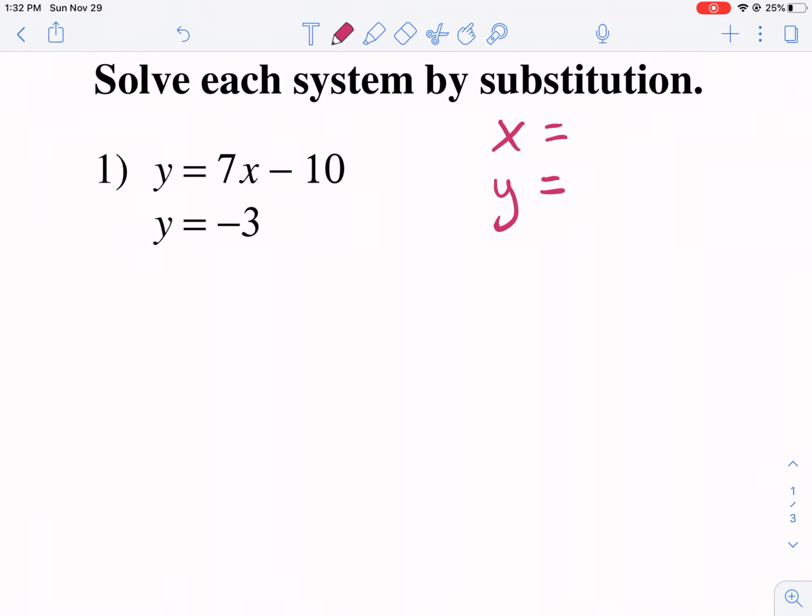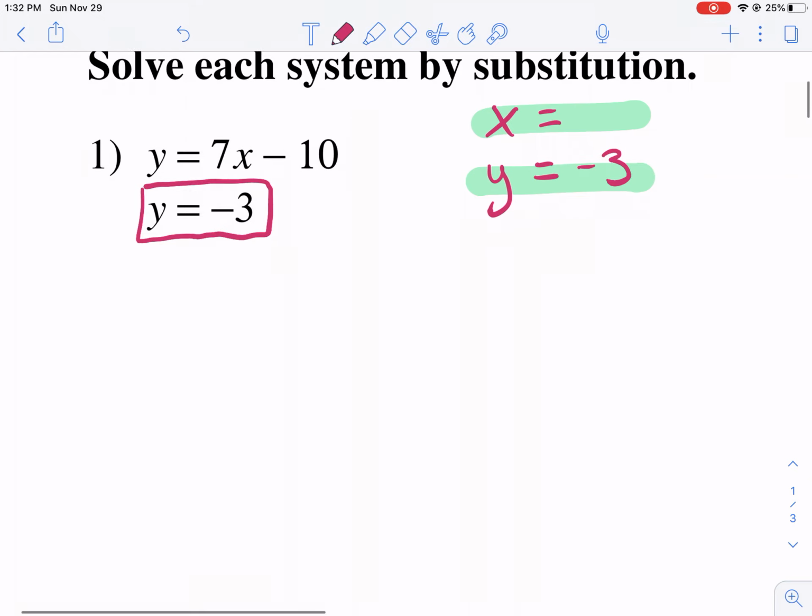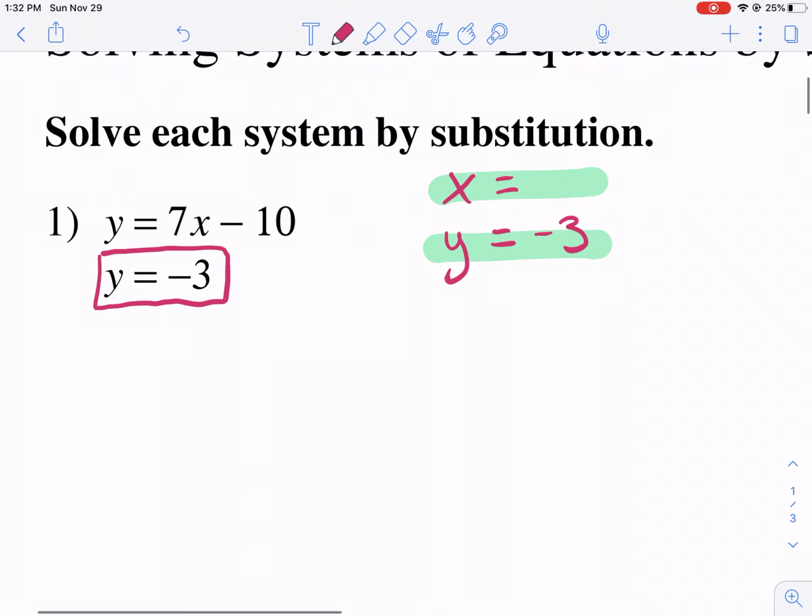Now, here we have half the job done, okay? We know y is equal to something already. So we already have y equals -3. We're going to try to find x. We already found a number for y, so this makes it a little easier for us. What we're going to do now is simply plug that in for y into our other equation.